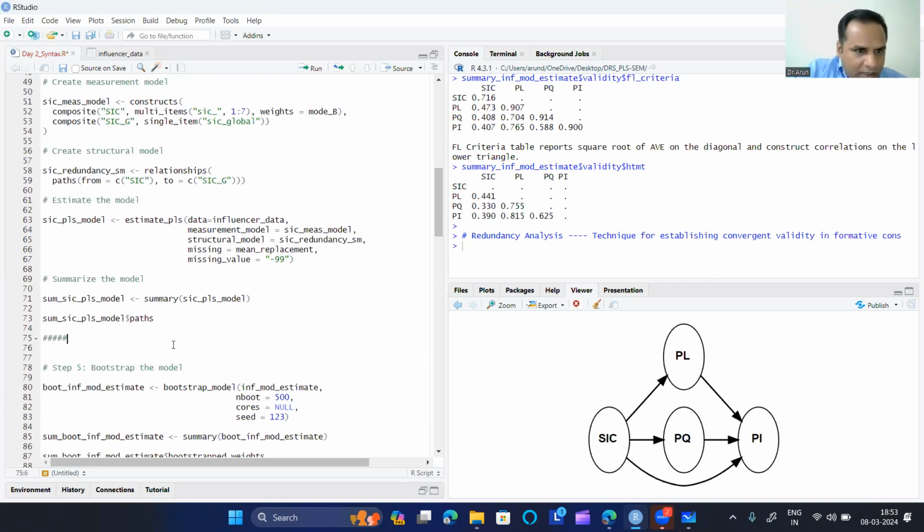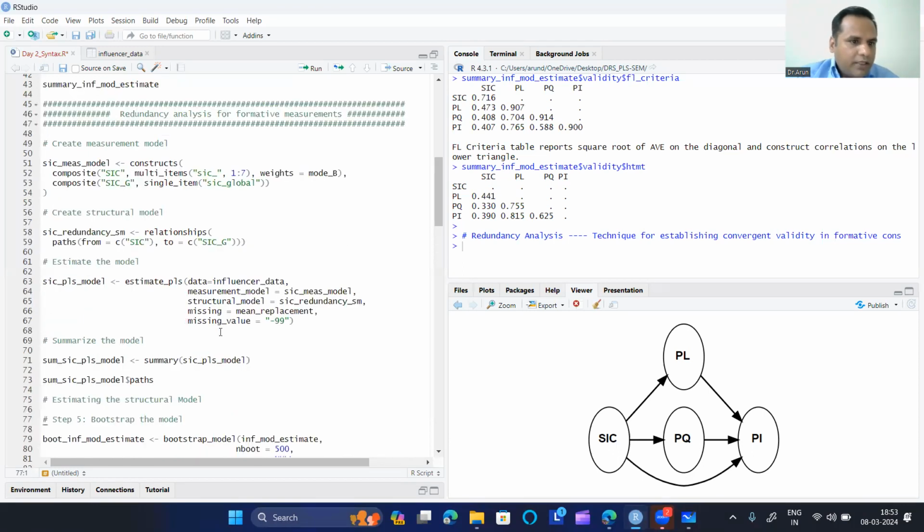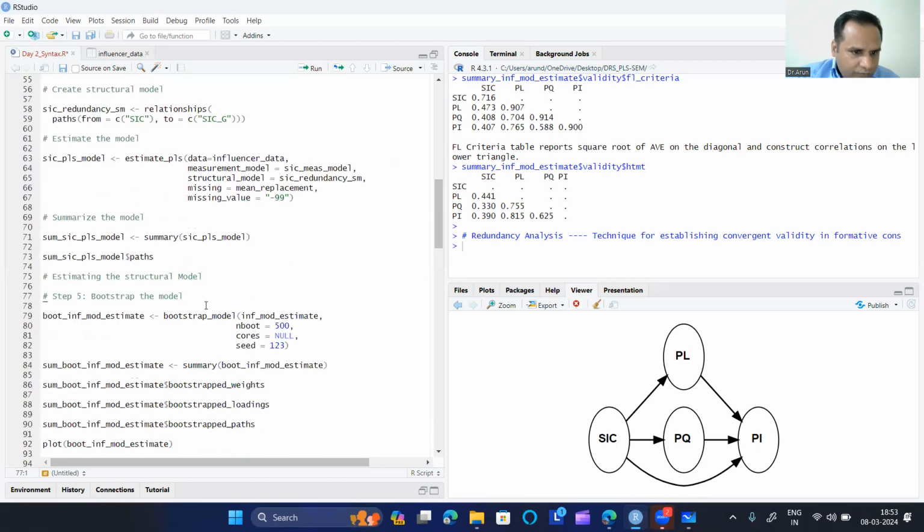Estimating the structural model. For my ease I'm writing it, estimating the structural model. Okay. Now, oh, let me put a line here.